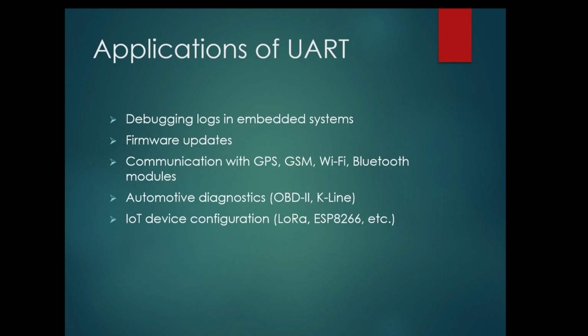What are the applications of UART? UART is used for debugging, firmware update, and communication with GPS, GSM, Wi-Fi, and Bluetooth. In automotive, we use it for diagnostics like OBD and K-line, and for IoT device configuration.